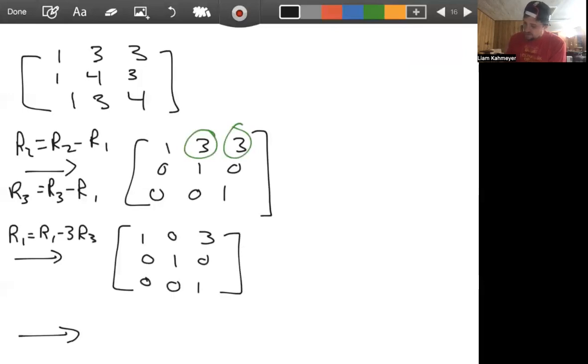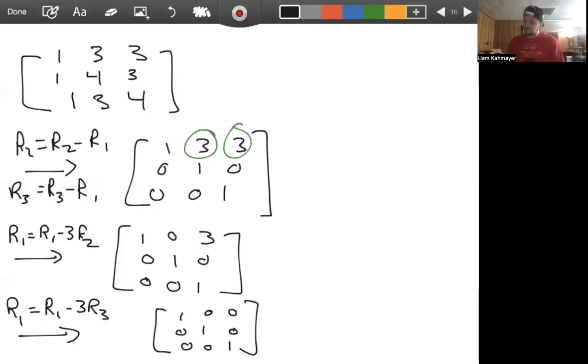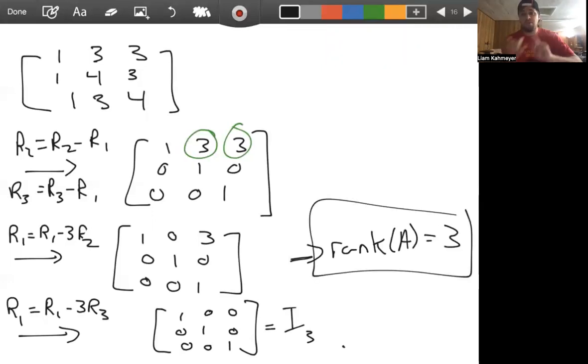And then lastly, I can get rid of the second 3 by saying row 1 is row 1 minus 3 row 2, which gives me 1, 0, 0, 0, 1, 0, 0, 0, 1. And notice that the reduced row echelon form of this matrix is the 3 by 3 identity matrix. This means the rank of A is 3, because that's the number of pivot positions. It's also the number of non-zero rows in the reduced row echelon form.